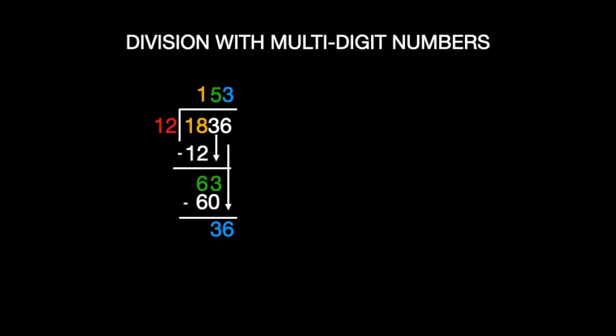That's 3, because 3 times 12 is equal to 36, and the subtraction gives me 0, which means that there is no remainder. So 1836 divided by 12 gives us 153.